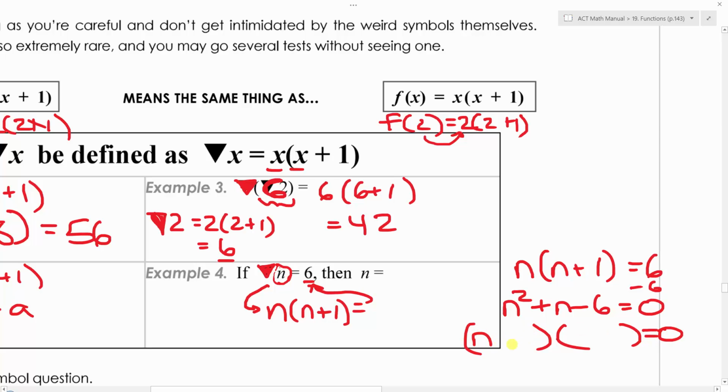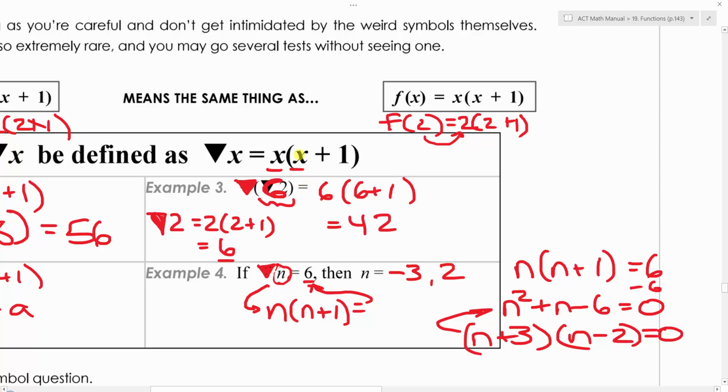So this is going to be n and n. I need a plus and a minus. I'm going to have a positive 3 and a negative 2. When I FOIL that, it's going to give me back this n squared plus n minus 6. So my n values that make this equation true, my roots, are going to be negative 3 and positive 2.